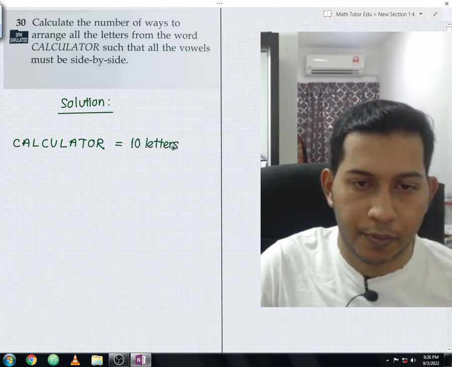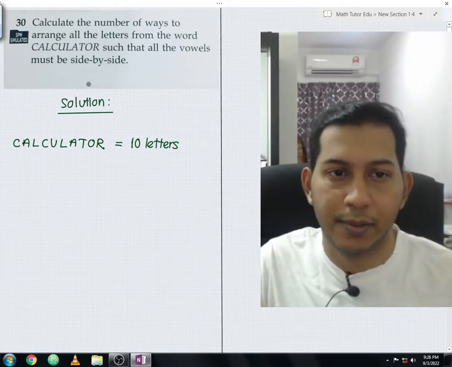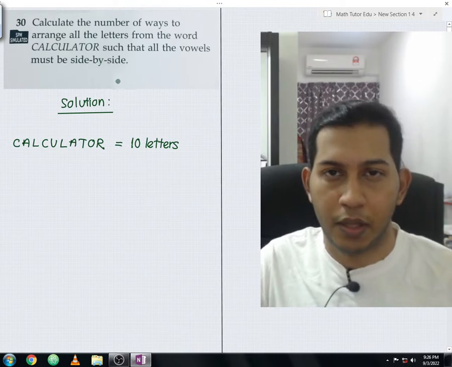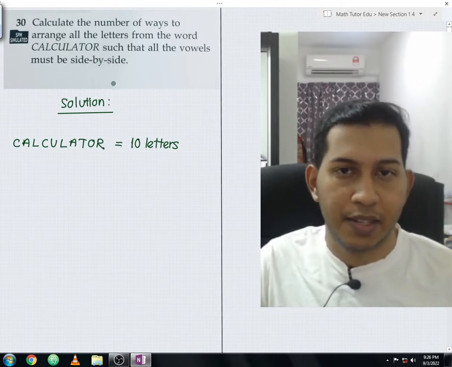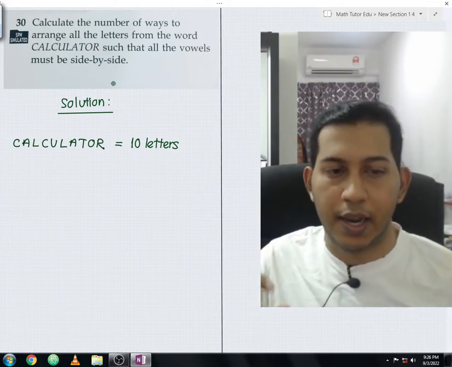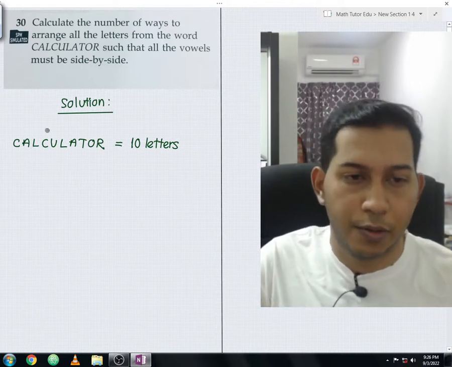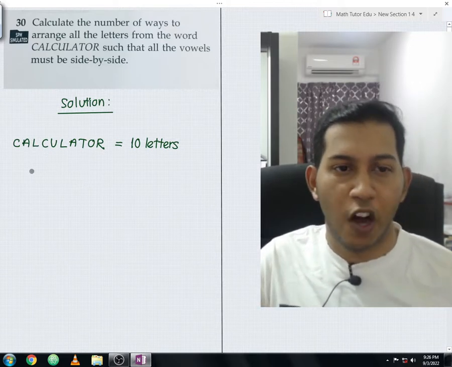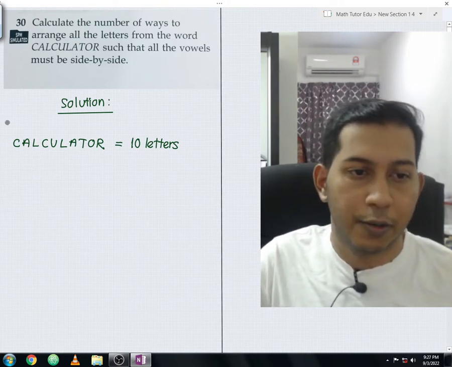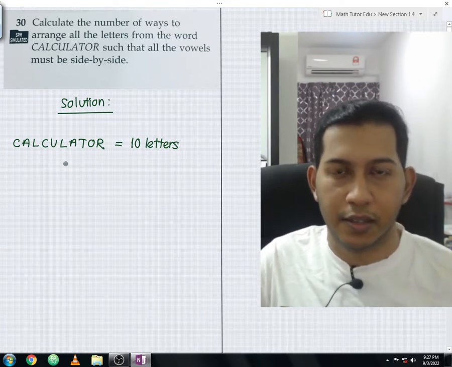For the next step, take a look at the condition given by the question. Vowels must be side by side. Vowels must be side by side means you need to separate the vowels and the consonants within the word calculator. So we're going to identify how many vowels and how many consonants there are.